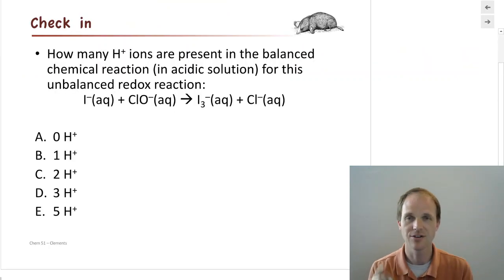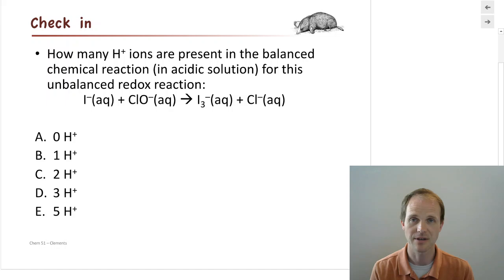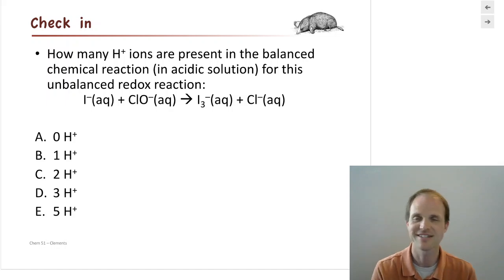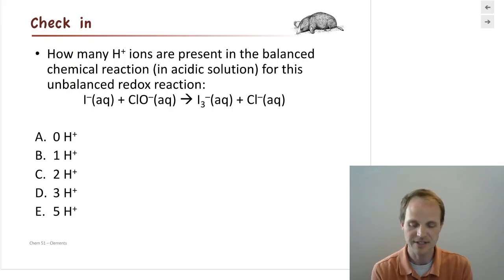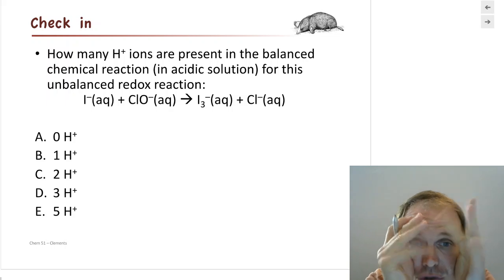All right, check in. Your turn. You're going to try to balance some electrochemical redox reactions here. Okay. How many H plus ions are present in the balanced chemical reaction in acidic solution for this unbalanced redox reaction? Remember, this is going to take you a few minutes. This isn't just a bing. Okay, so you're going to do all the different steps in here. Figure out the answer. Tell me how many H pluses are in your final balanced reaction. Go.